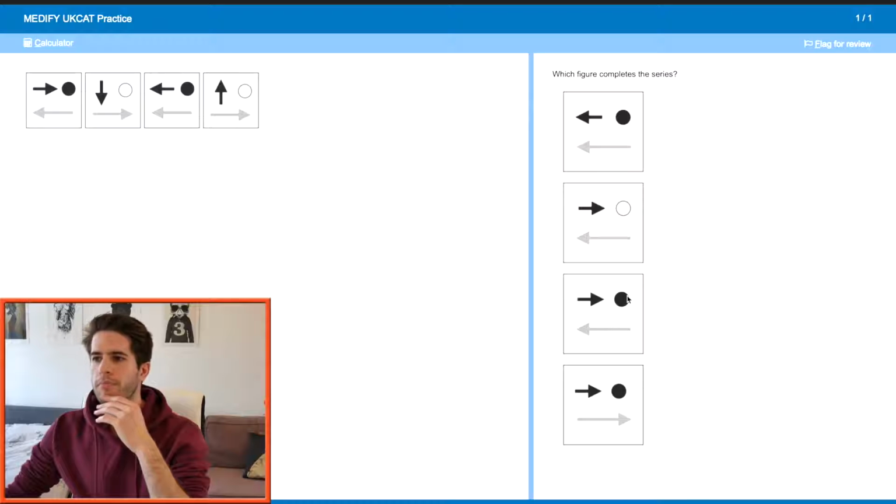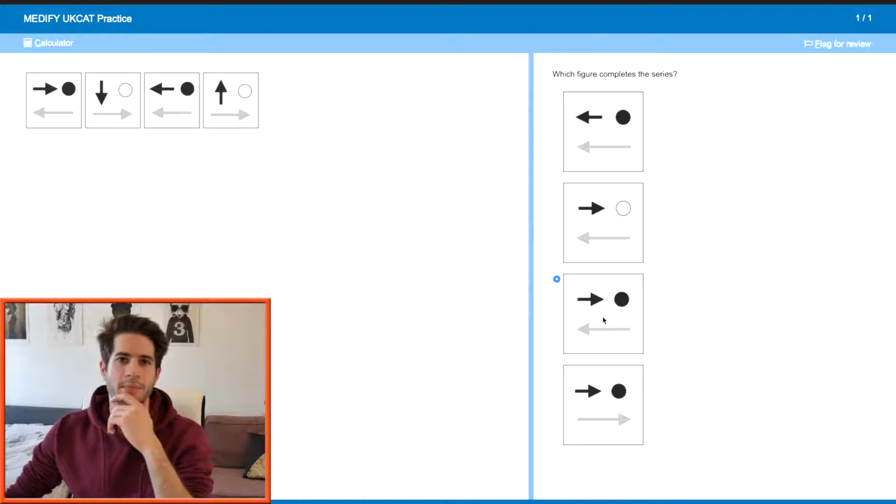So white, so nope. Black, black. So we know it's either C or D. And then we have this gray arrow on the bottom. Left, right, left, right, left. So we know the answer has to be C.